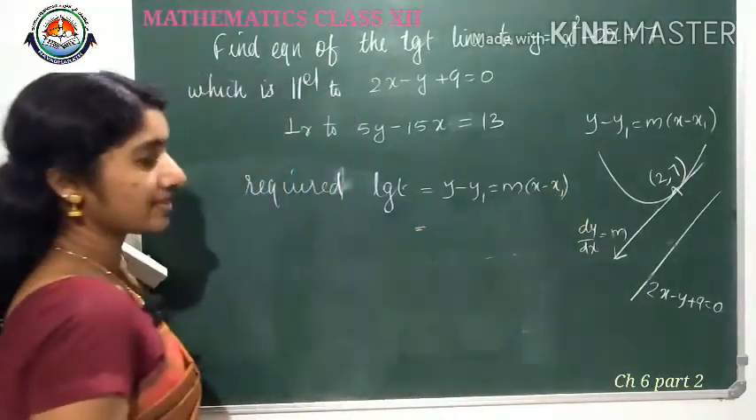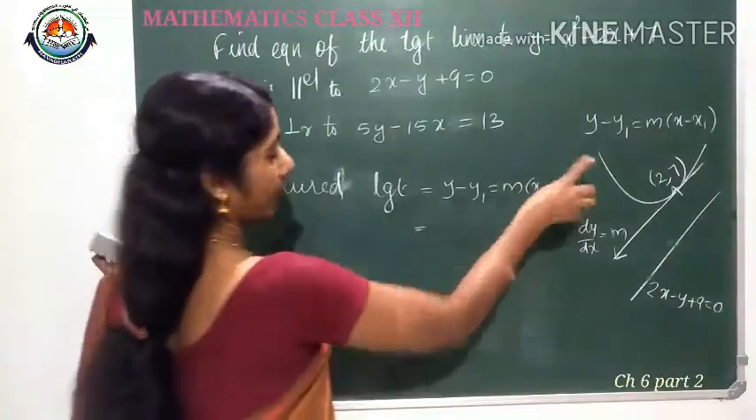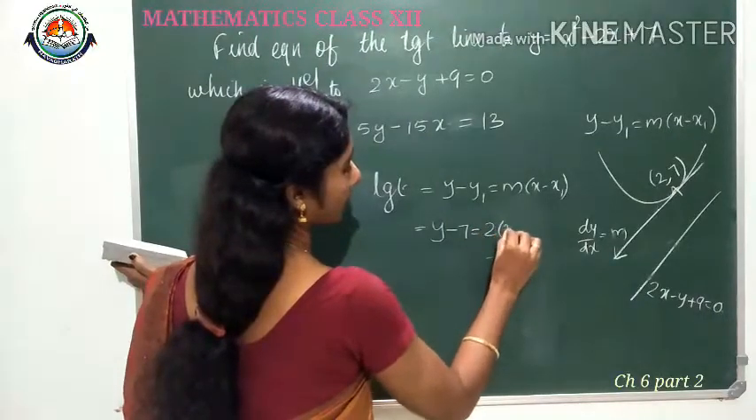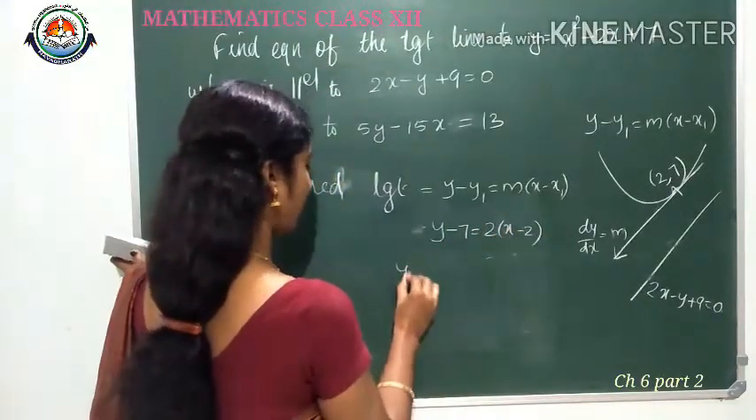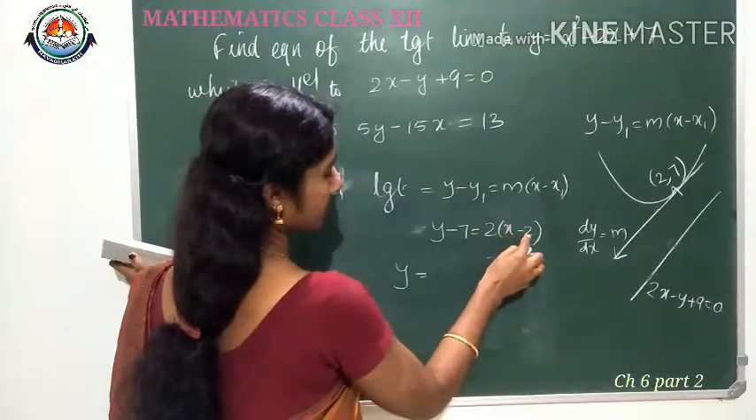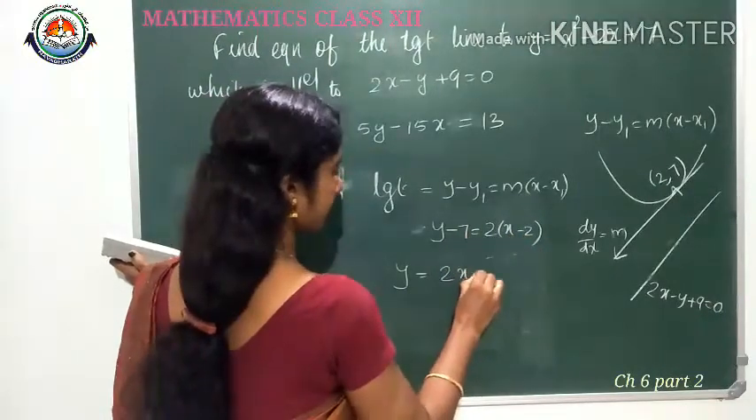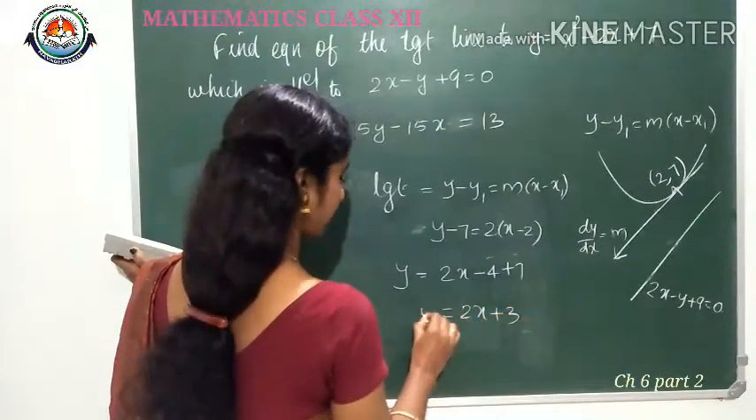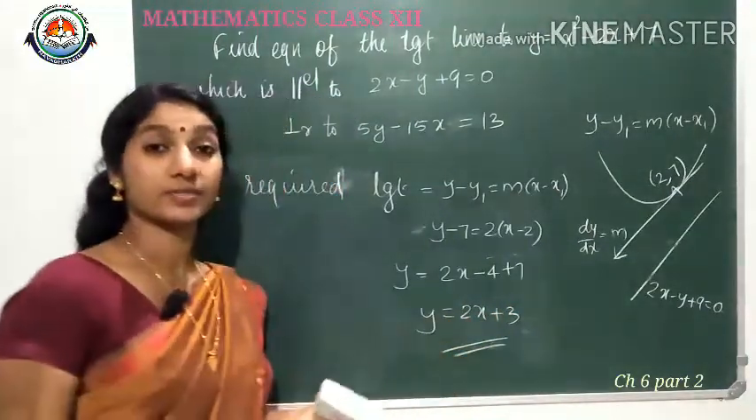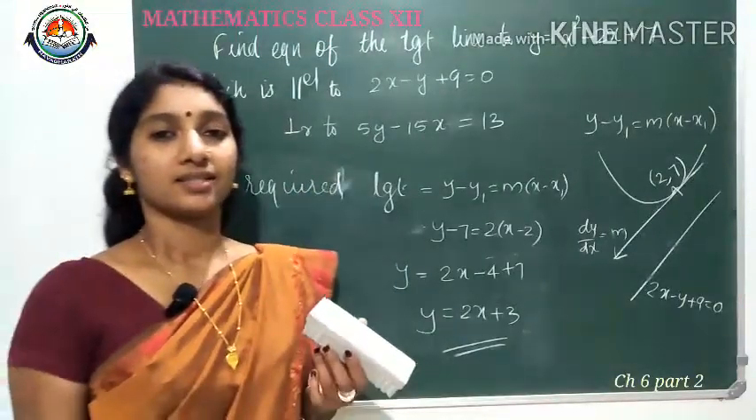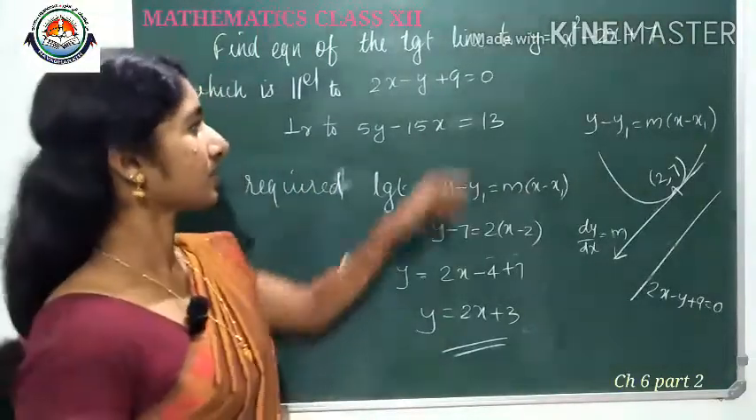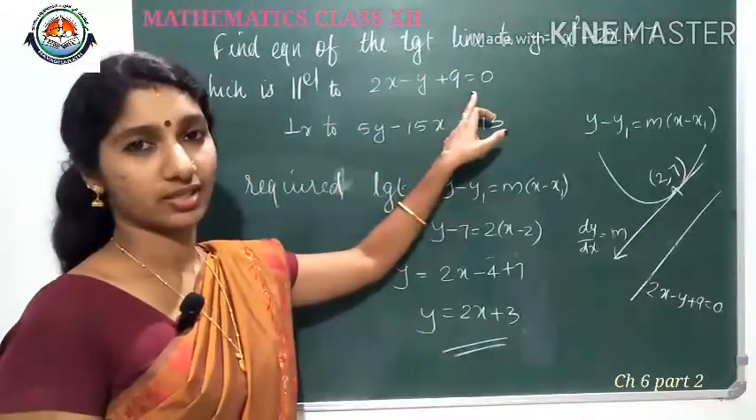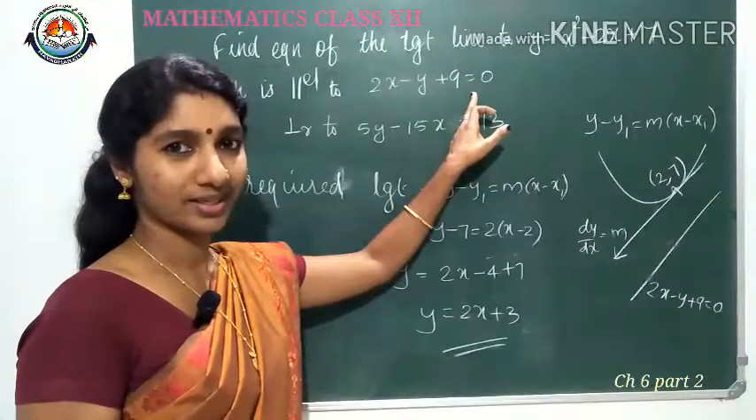Here, what is the slope? Slope is 2 and the point is (2, 7). So, we are getting y minus 7 is equal to 2 into (x minus 2). So, y equal to 2x minus 4 plus 7, so we are getting it as 2x plus 3. So, y equal to 2x plus 3 is the tangent of the curve where that tangent is parallel to this straight line. I think you got the idea.